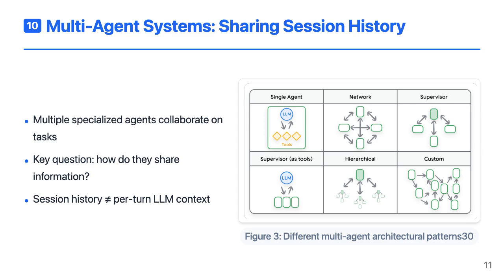In multi-agent systems, you don't just have one agent, you have a team of specialized agents working together. For them to collaborate effectively, they need a way to share what's happening. The persistent session history is the full transcript of all interactions, but that's different from the context you send to the LLM on any single turn. An agent might only pass a filtered slice of that history to the model. When we talk about multi-agent session patterns, we're really talking about how agents share and interpret that underlying history, not just the prompt they send to the LLM.